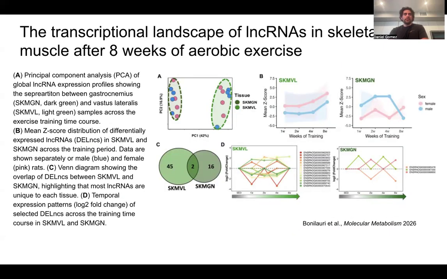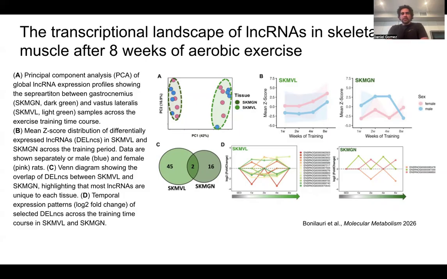All right, so here we have the transcriptional landscape of lincRNAs in skeletal muscles after 8 weeks of aerobic exercise. This is the principal component analysis, PCA, of the global lincRNA expression profile, showing the separation between the gastrocnemius and the vastus lateralis across the exercise training time course. We have the tissue in dark green, the gastrocnemius, and light green, the vastus lateralis. And then we have these red and blue dots for male and female.